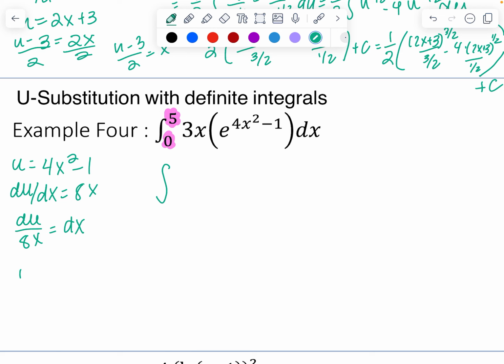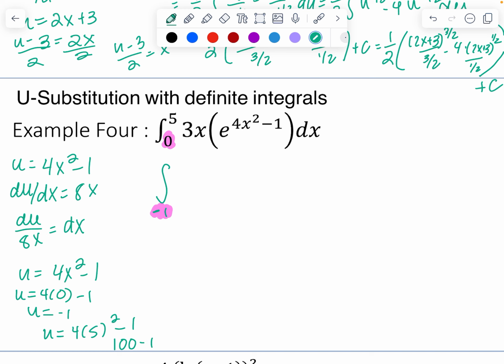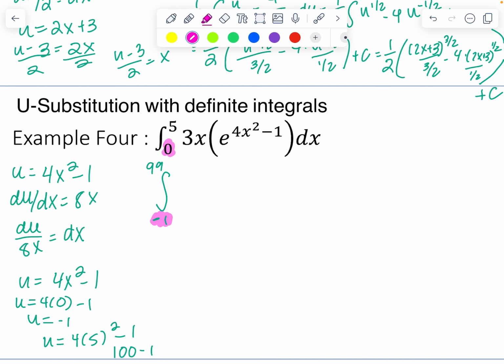And so u, its relation to x, is u equals 4x squared minus 1. I'm going to plug in 0 for x, and I'll get u equals -1. So I'm going to highlight their connection here. So that lower bound becomes -1. And then the upper bound will be u equals 4 times 5 squared minus 1, so that will be 100 minus 1, which is 99. I'm just changing those bounds, and that will actually make the end of our problem a lot easier. So I've changed those bounds.